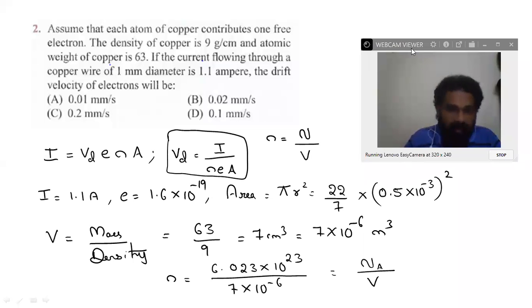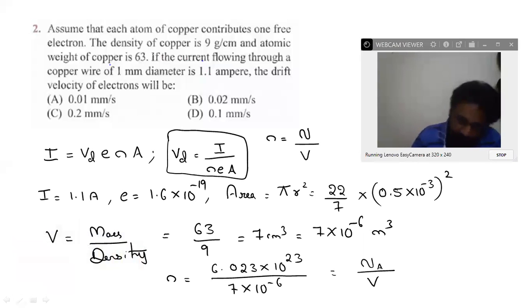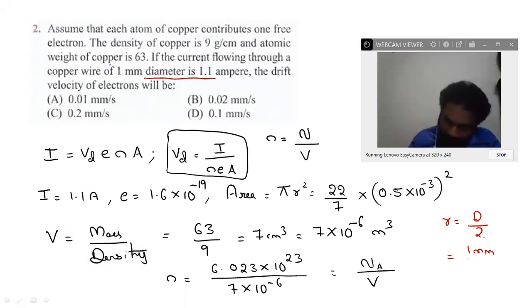How should the radius be written? Here they have given the diameter. So radius is nothing but diameter by 2. The diameter is 1 millimeter, so divided by 2 it is 0.5 millimeter. Here pi r square we are substituting, that is why 0.5 into 10 raised to minus 3, all squared. Is that clear?